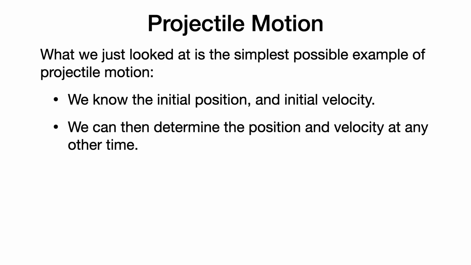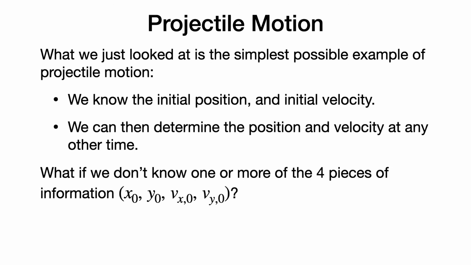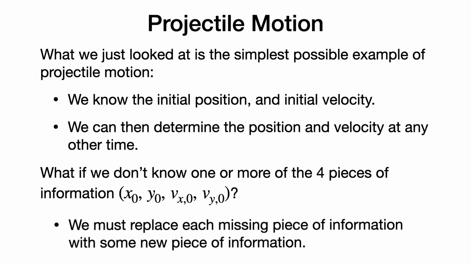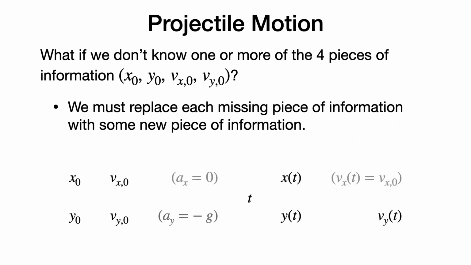Now, what we just looked at is the simplest possible example of projectile motion. We know the initial position and the initial velocity. We can then determine the position and velocity at any other time. But what if we don't know one or more of the four pieces of information given in the initial position and the initial velocity? Well, in that case, we must replace each missing piece of information with some new piece of information. And as a rule of thumb, you can think of it in the following way.